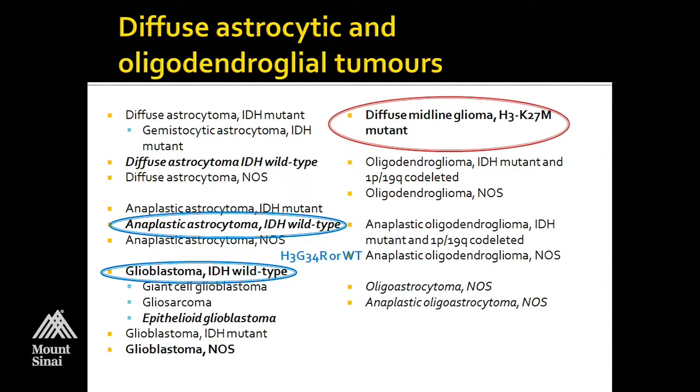So this is just showing where these are going to pop up in the current classification. Again, this has been mentioned several times: there's this new category, diffuse midline glioma, H3-K27M mutant. The pediatric tumors are going to all fall into this IDH wild type group, and it may be better pulled out as a separate category. Currently, the H3G34R mutations are not part of the classification, and so these will also fall into the IDH wild type group.